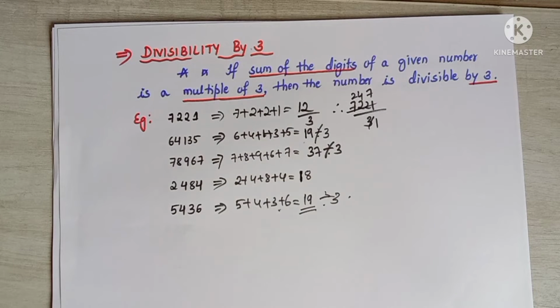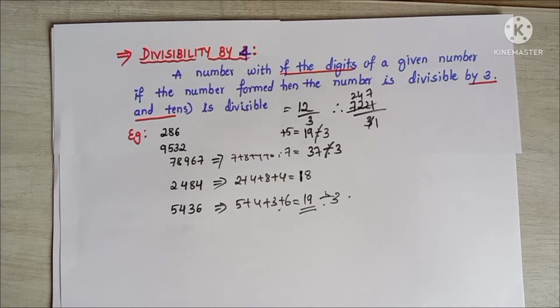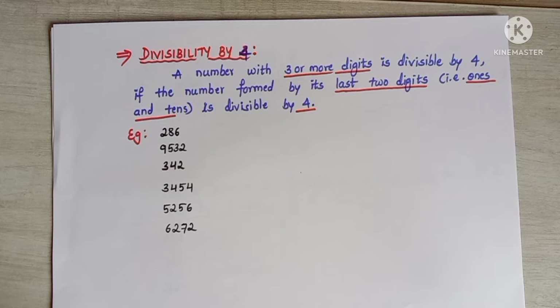So how can we know if the number is divisible by 3? First, we have to sum the digits of a given number, and later we have to see whether it is a multiple of 3 or it is divisible by 3. If it is a multiple or divisible by 3, then the number will be what? Divisible by 3. Let us see divisibility by 4.